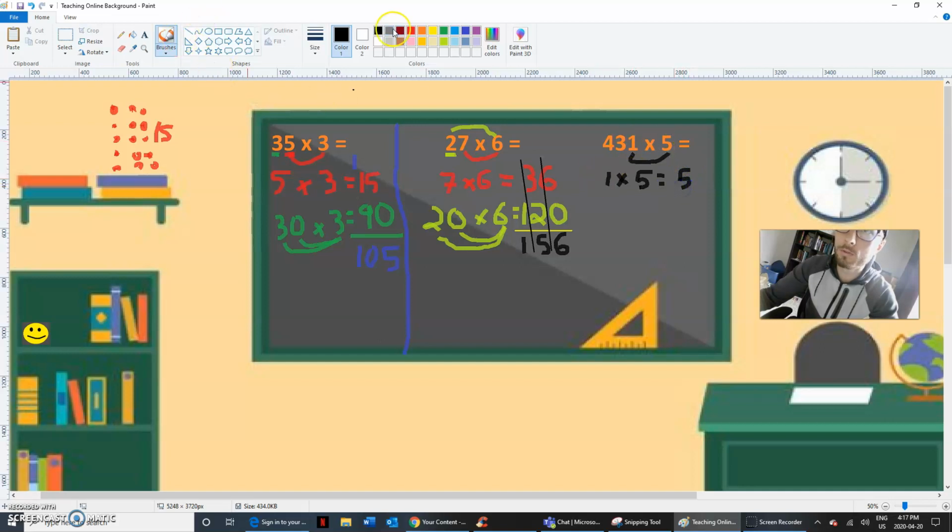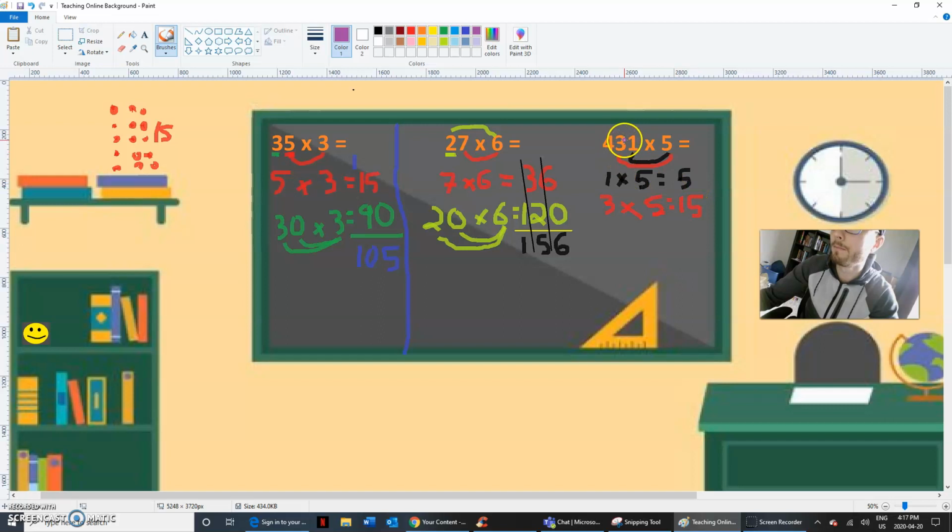Then we're going to go to the tens. 5 times 3, or 3 times 5. Same thing though. 5 times 3 we did here, that was 15, so we know 3 times 5 is 15. Finally, we go to the hundreds.